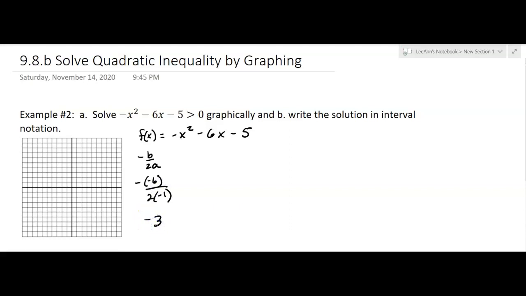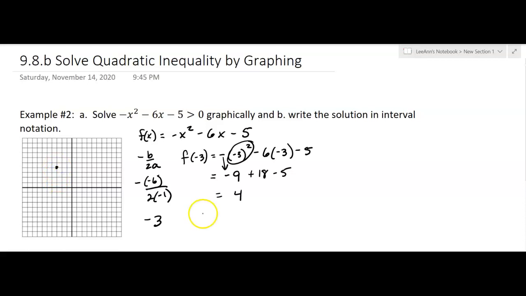Okay? So now if I find f of negative 3, that's going to be the opposite of negative 3 squared minus 6 times negative 3 minus 5, which is going to be a negative 9, because that negative there, this part's positive, and then plus 18 minus 5. So it's going to be 9 minus 5, it's going to be 4. Okay? So negative 3, 1, 2, 3, 4. So right there's the vertex.